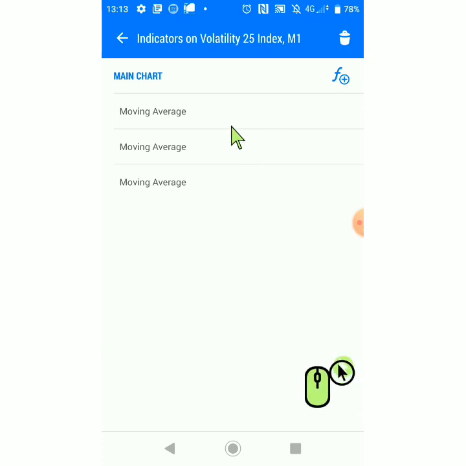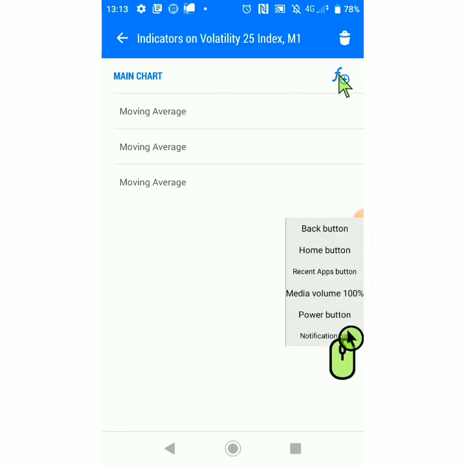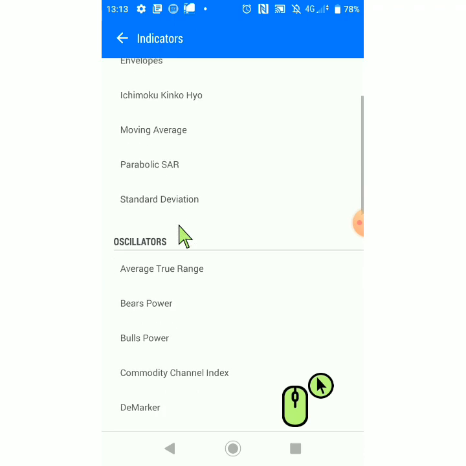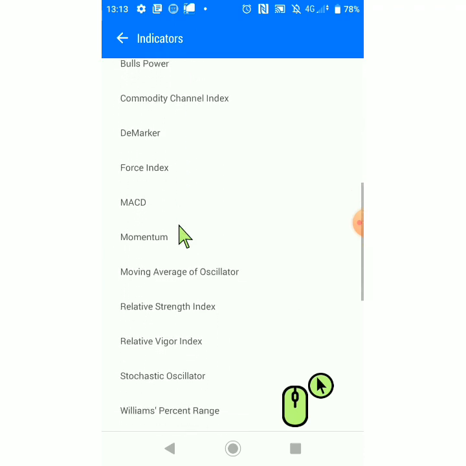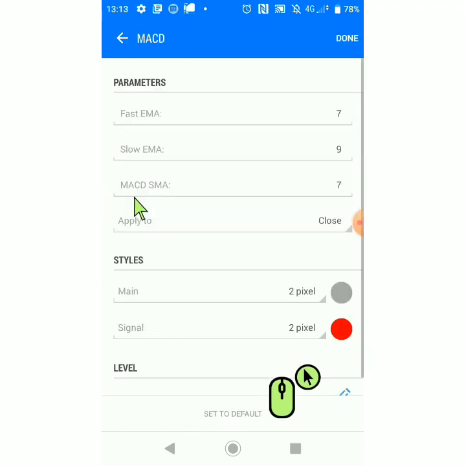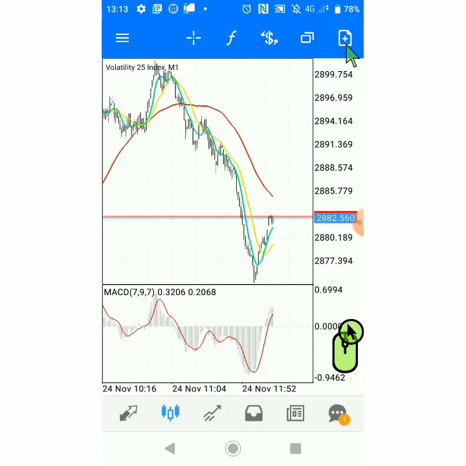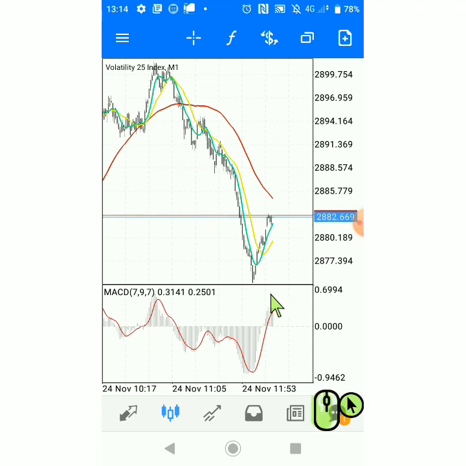Now if you want to add a new window indicator, what you want to do is click on this plus icon, and now we want to add MACD. You scroll up, and this is MACD. You click on it, and because I've already set it before, it's set automatically, and you click on done. So this is the MACD. I will explain to you guys what this indicator is for when we begin the training.